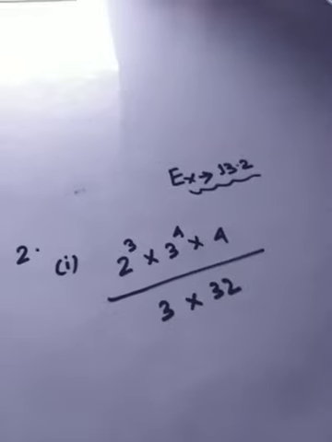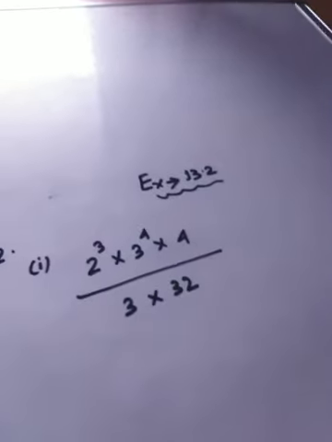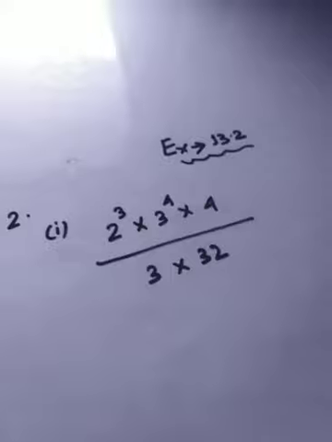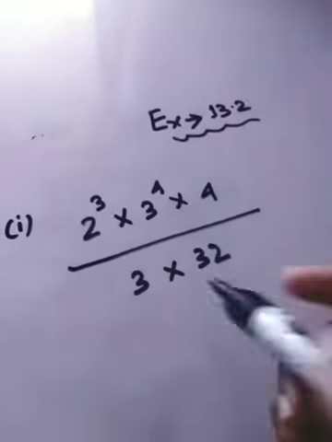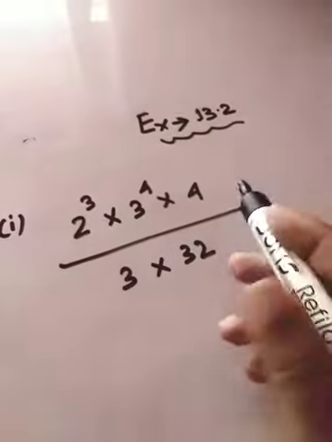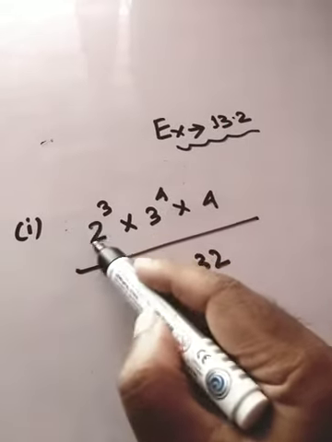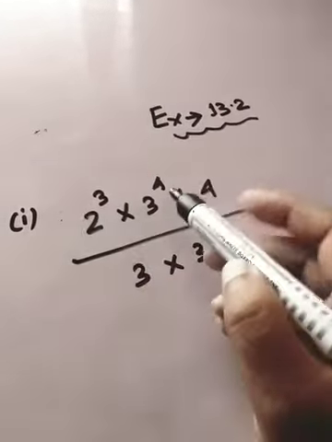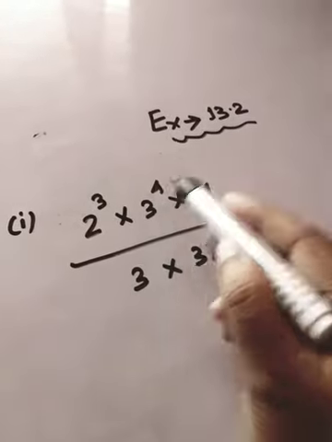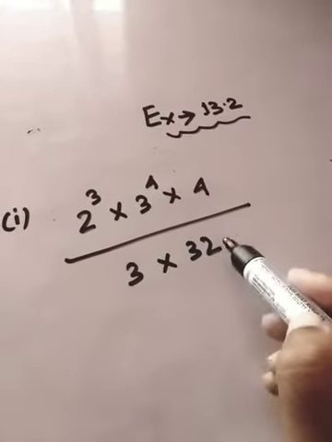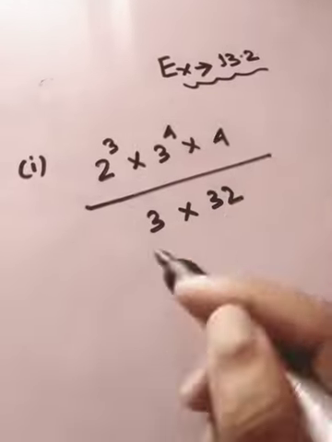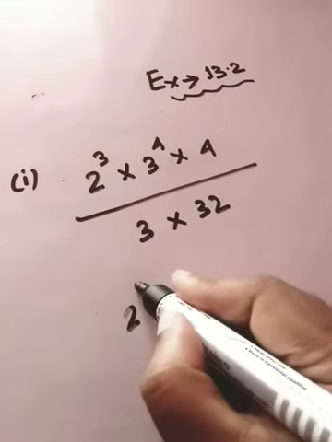Students, today we'll do question number 2 of exercise 13.2. So here is sum number 1. Now this whole form we have to simplify it. The first term, 2 to the power 3, is already in a simplified form, we cannot break it further. And 3 to the power 4, but these two numbers, if you carefully see, we can split them further, isn't it? So how exactly will we do it?